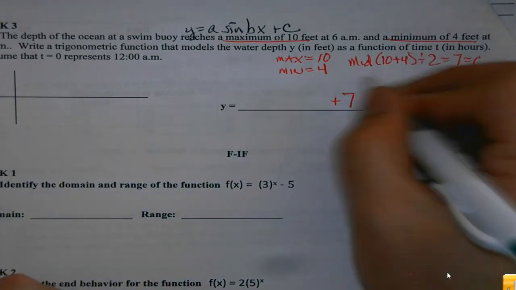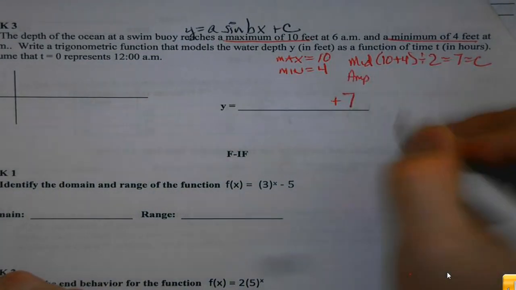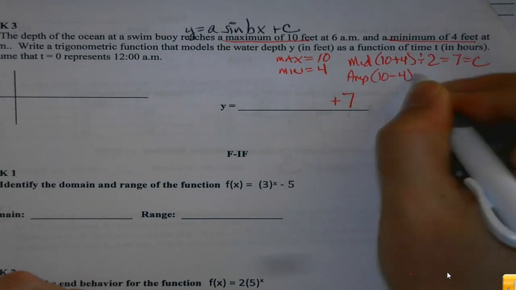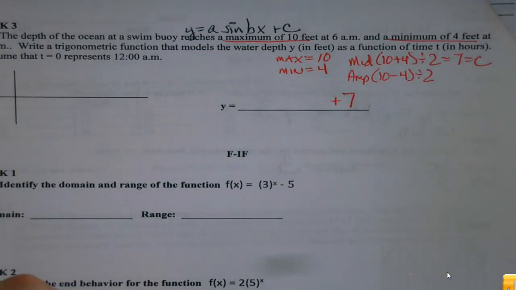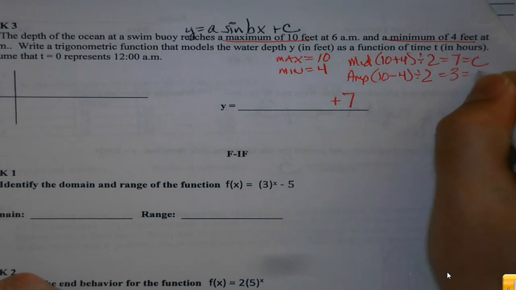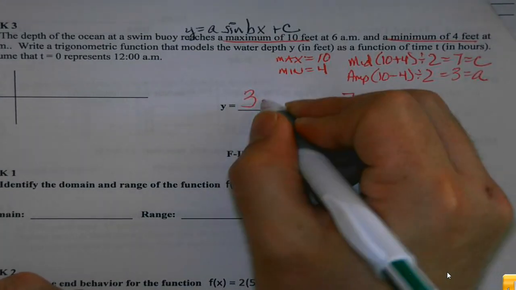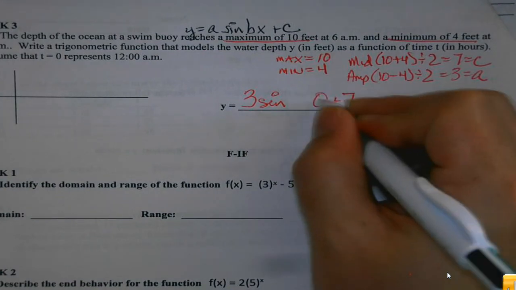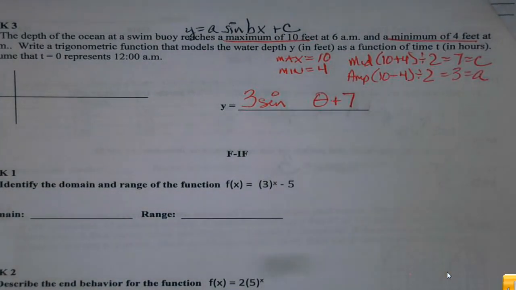My amplitude is the exact same values, except now I'm subtracting them. 10 minus 4 is 6, divided by 2 is 3. That's my A value. And this is just an application of some of the stuff that we were doing before. So as far as this goes now, the only thing I'm looking for is B. Now that's a little more interesting. I've got to work my way around this a little bit.